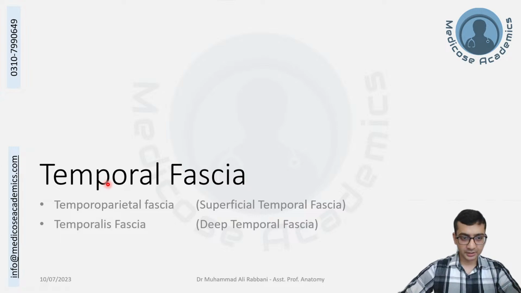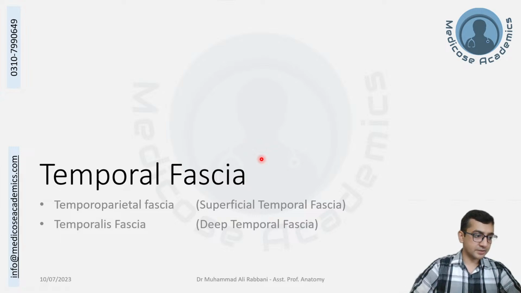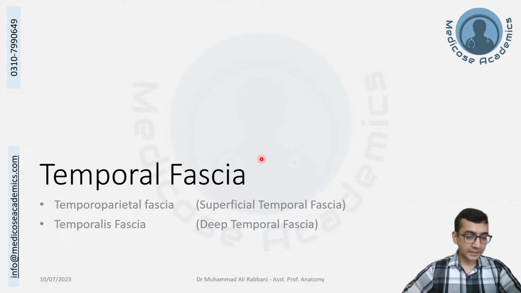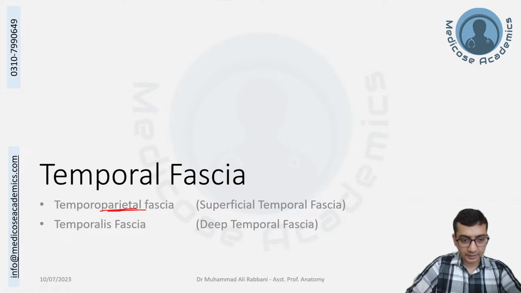There are two fascia that are given the name of temporal fascia. There is the temporoparietal fascia, which is the superficial of the two layers, and there is the temporalis fascia or temporal fascia. If you want to keep things simple, always think in terms of superficial and deep. But in the books and notes, if they talk about the superficial layer, it will be the temporoparietal. And if the word temporalis or simply temporal is used, we are talking about the deep temporal fascia.